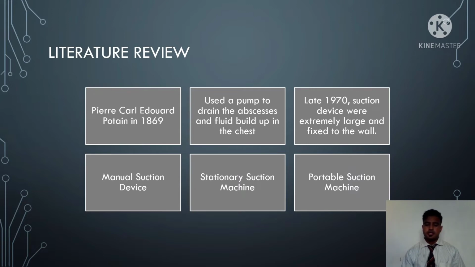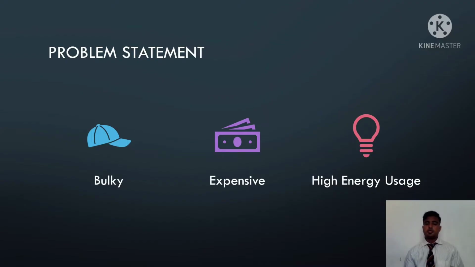A stationary suction device is a device that is fitted to the hospital's wall. A portable suction device is designed to be lightweight and can be used during transportation of the patient. For the problem statement, firstly, the products available on the market are too bulky, and second, they are too expensive. The price ranges from 300 and above. Lastly, high energy usage, as it consumes a lot of electricity in order to operate.